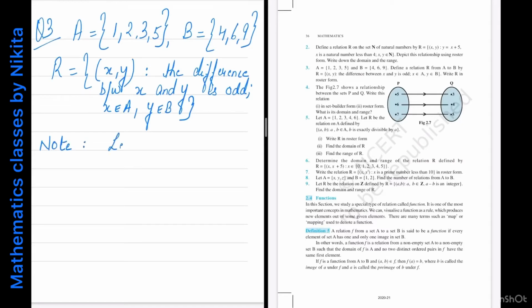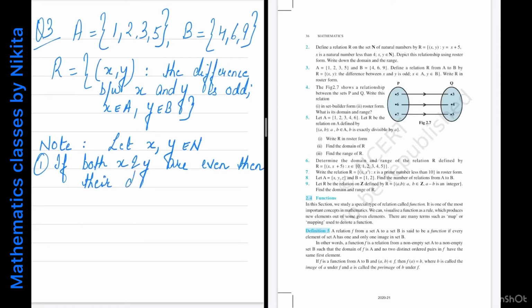let x and y be two natural numbers. Now what happens if x and y are both even natural numbers? So first point is, if both x and y are even, then their difference is also even. So whether you are calculating x minus y or y minus x, their difference will be even.